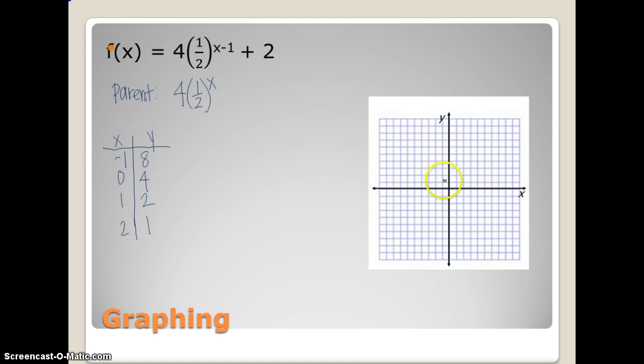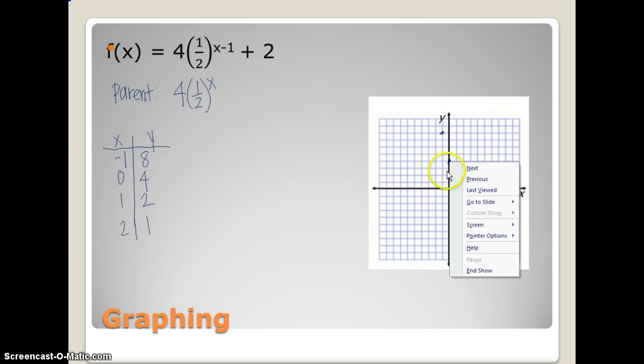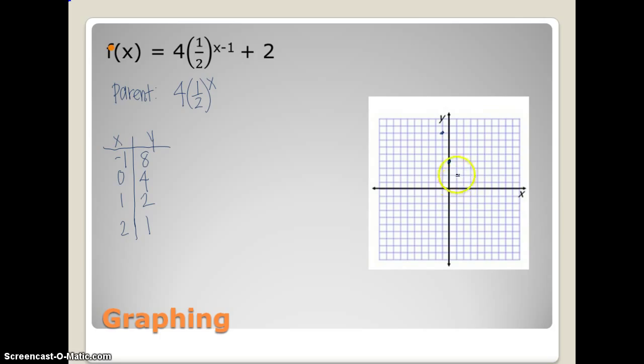So we can go to -1, 8. We can go to 0, 4. Oops. We can go to 1, 2. And 2, 1. So this is what our parent function looks like. If you want, you might want to do a little dotted line. Our asymptote right now is at 0, our x-axis.